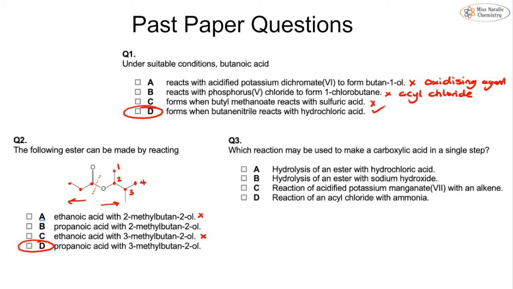For question 3, this is one that I mentioned earlier, does come up quite a lot. What reaction may be used to make carboxylic acid in a single step? We should automatically be thinking acidic hydrolysis, so that's got to be either A or B, and the hydrolysis of an ester with hydrochloric acid, yes, would be our answer. B is going to require 2 steps. C would give us a diol, and D was one that we've not looked at yet, but it would give us an amide, and we'll look at that in the next topic.